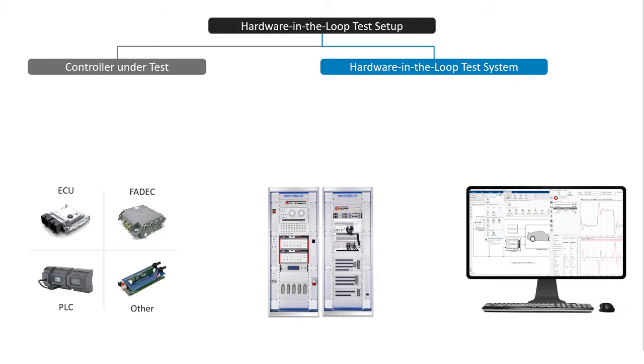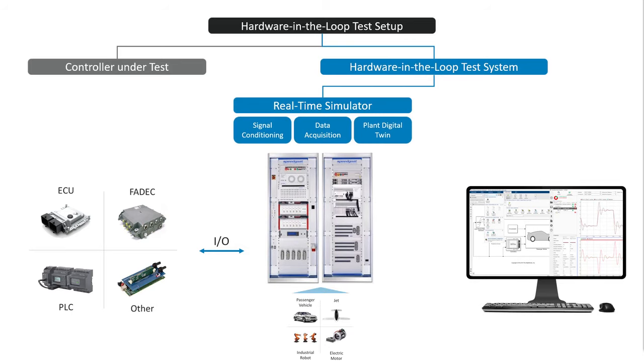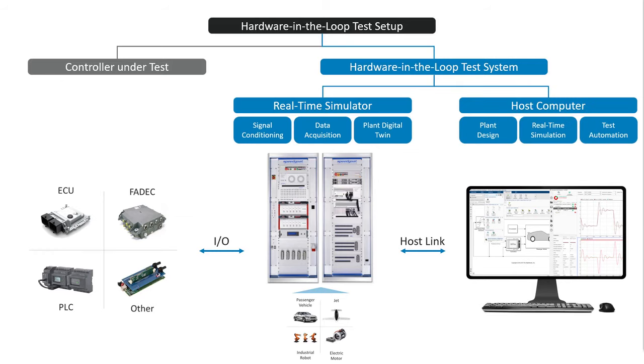The HIL system is composed of a real-time simulator that runs a digital twin deterministically, together with I/O modules that ensure low latency data acquisition, signal conditioning, and communication with the controller under test. The host computer runs dedicated application software that supports you on the setup and operation of the real-time simulator.